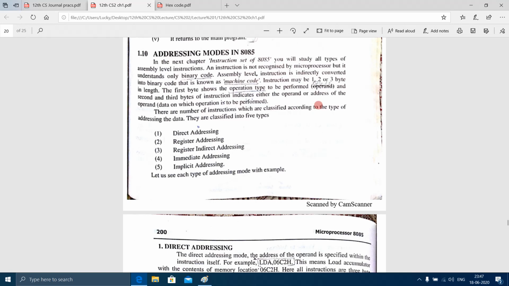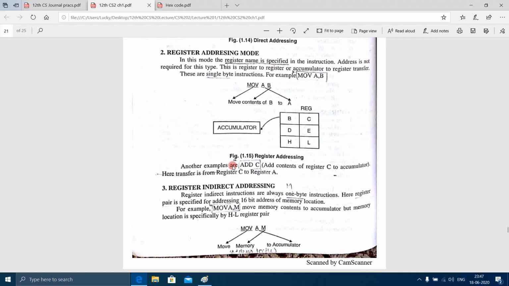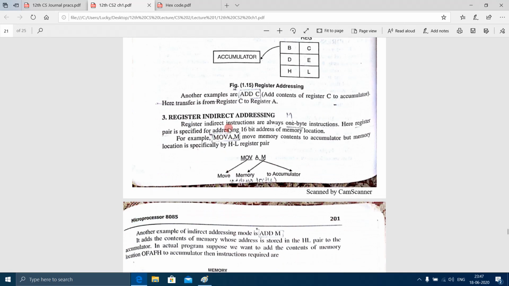Hello students. In the previous video we had started with addressing modes in 8085. There are a total of 5 addressing modes. We were done with direct addressing mode and register addressing mode. We had to start with register indirect addressing mode, so let us move to register indirect addressing mode.